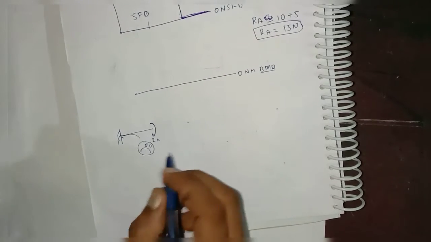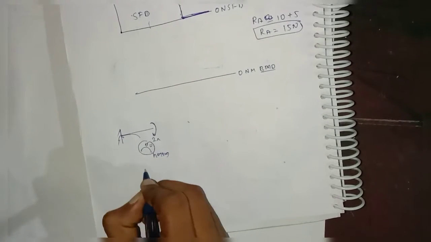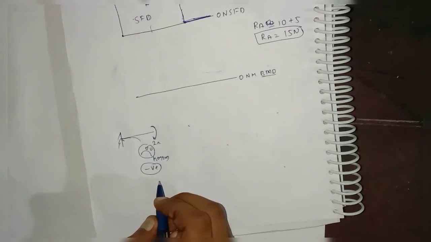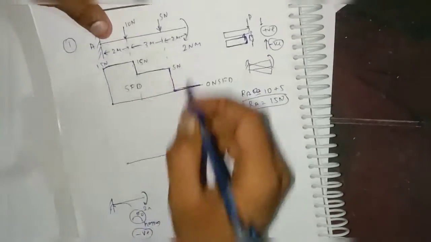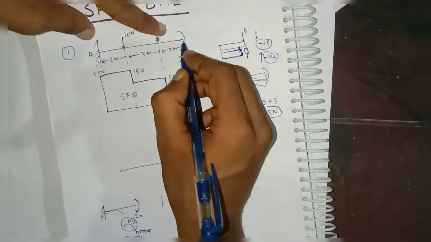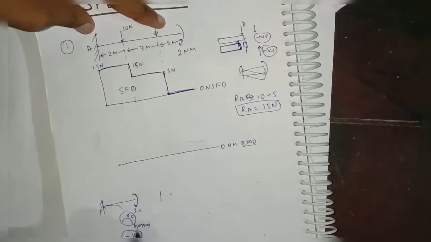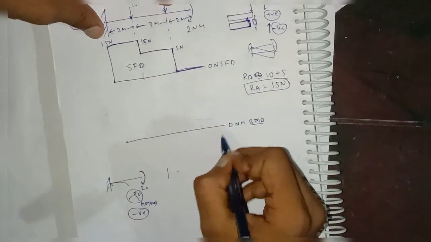So in this case we have to consider hogging. In case of hogging, we have to assume the sign as negative. And same case in our question given. So in this situation we have to consider negative sign. So one thing is sure, we have to draw on the negative side.